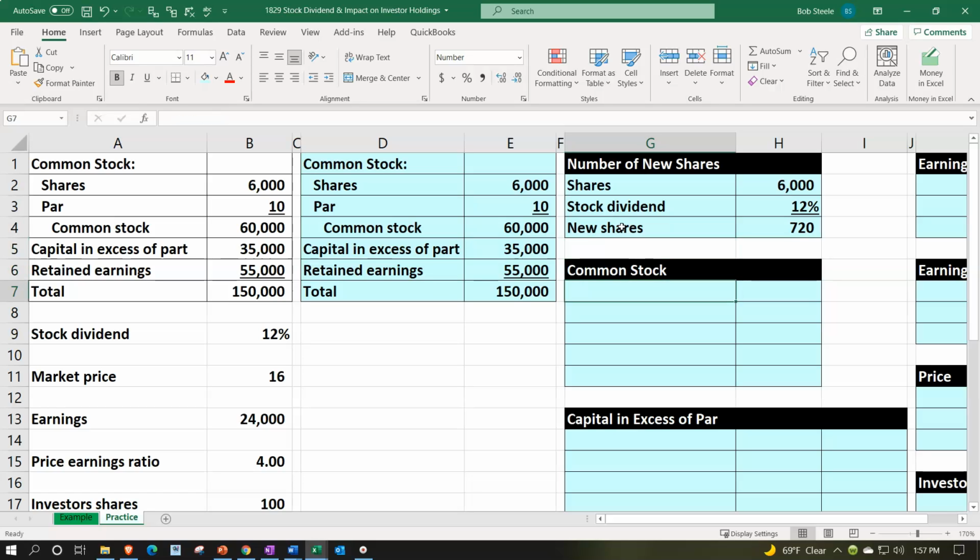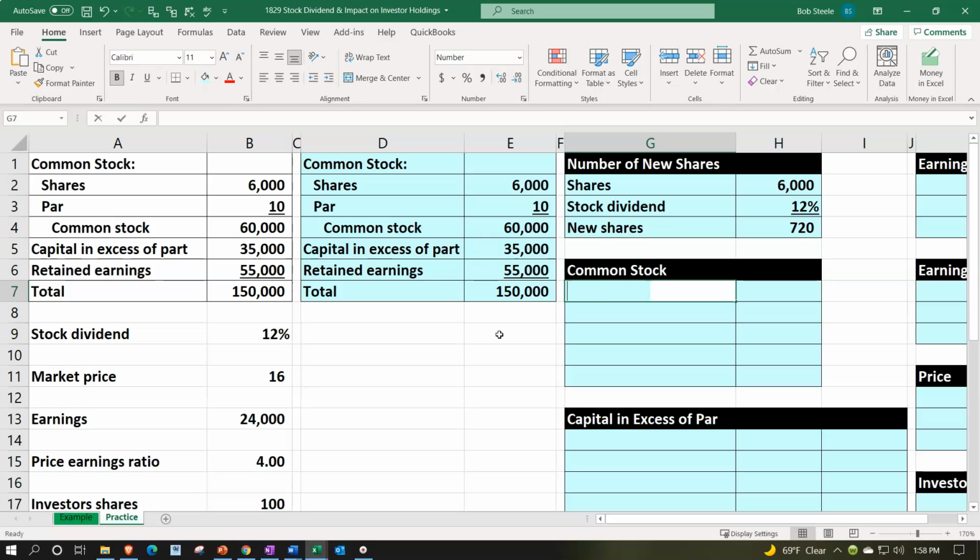So now we can figure out what the common stock will be, this number, after we have the new shares that have been issued, because the par value will not change, unlike with a stock split where the par value would change. No change to the par value here, but the number of shares has gone up. Therefore, common stock total will increase as well. So what will that be?